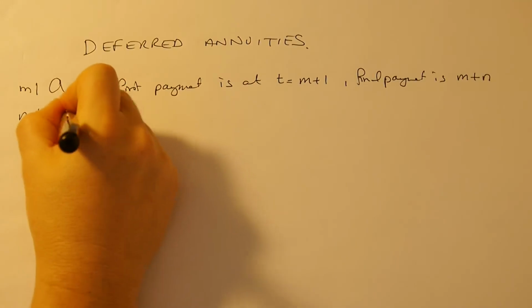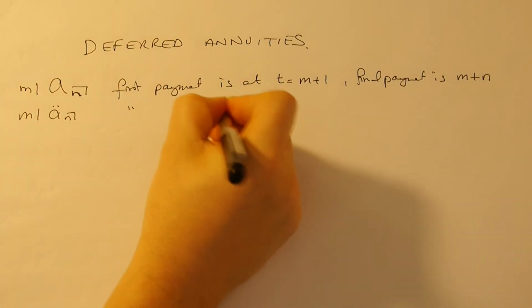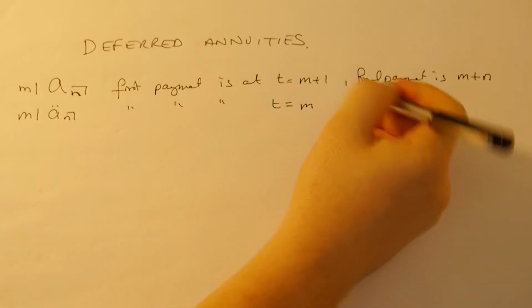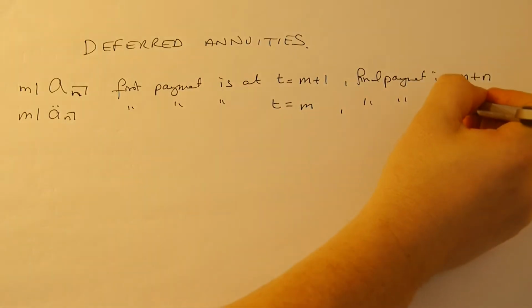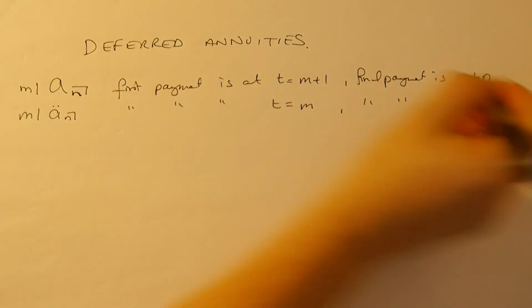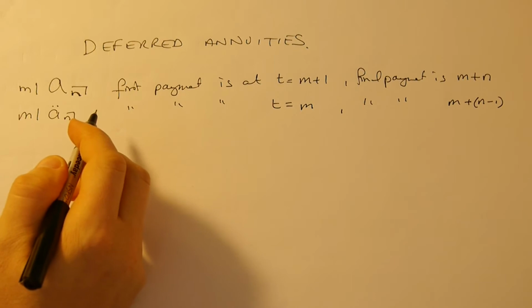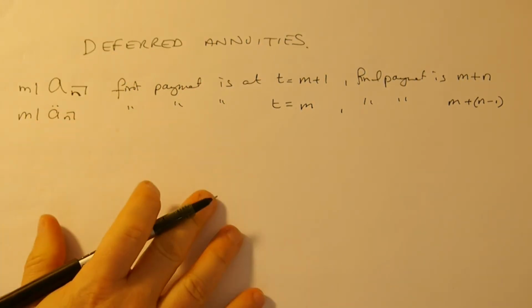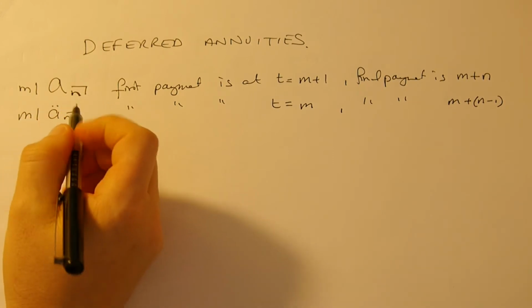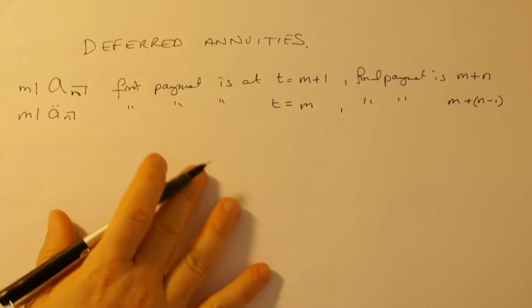Equivalent in advance, so go through this. The first payment is at time m, and then the final is at m plus n minus 1. If you remember, when we have an advanced annuity, the final payment isn't at m plus n, it is at the period before that, m plus n minus 1.